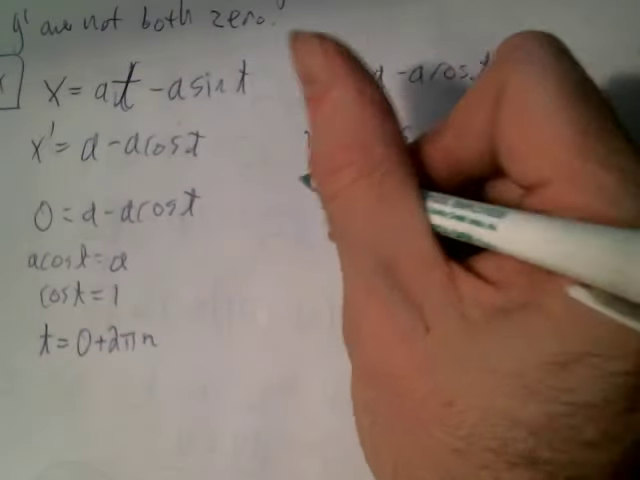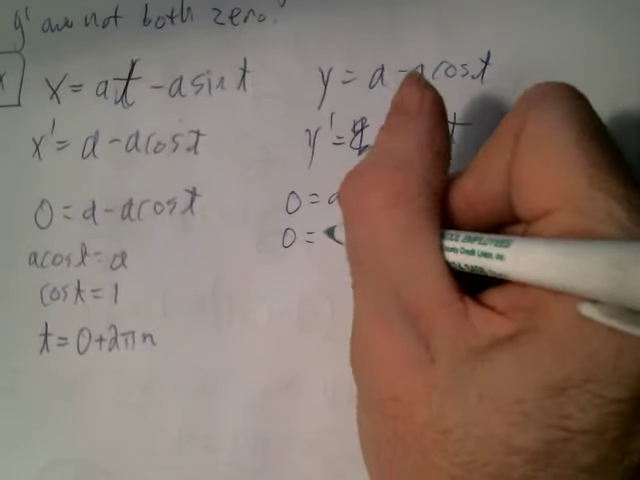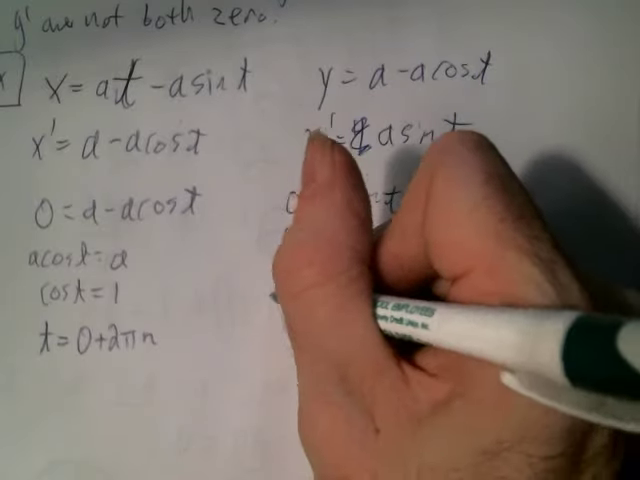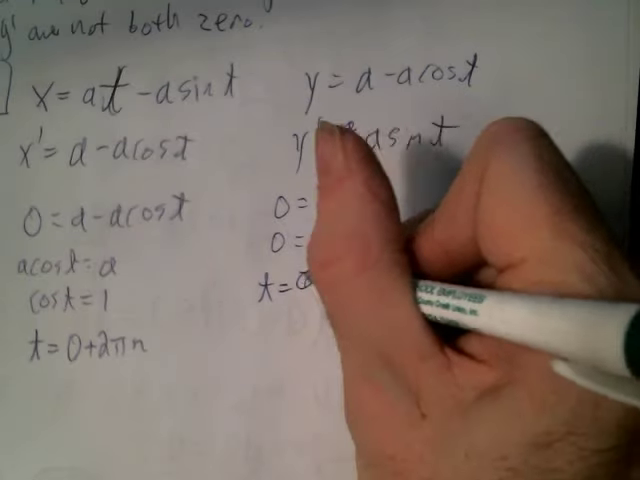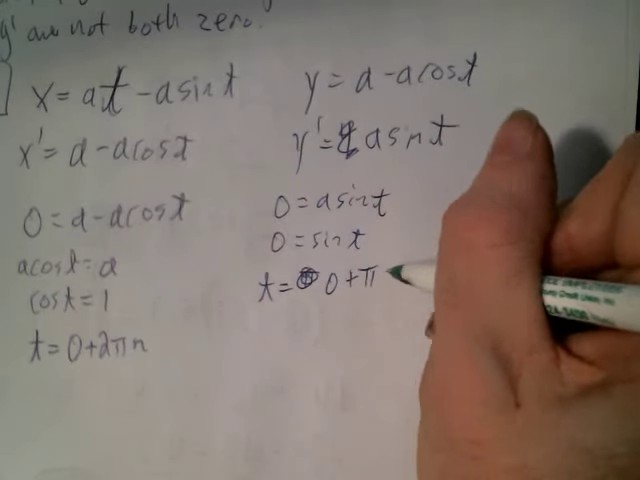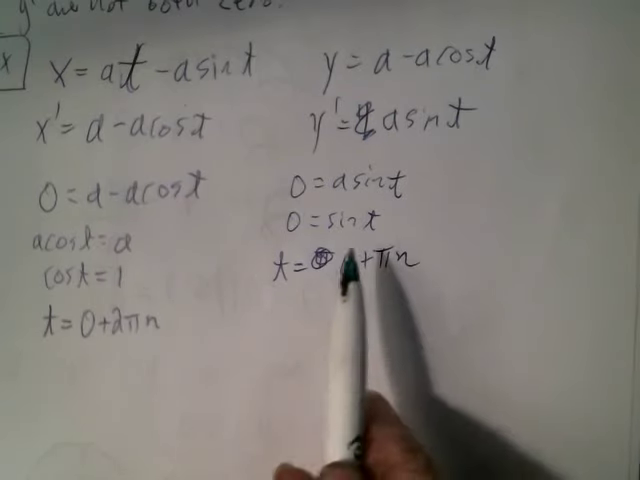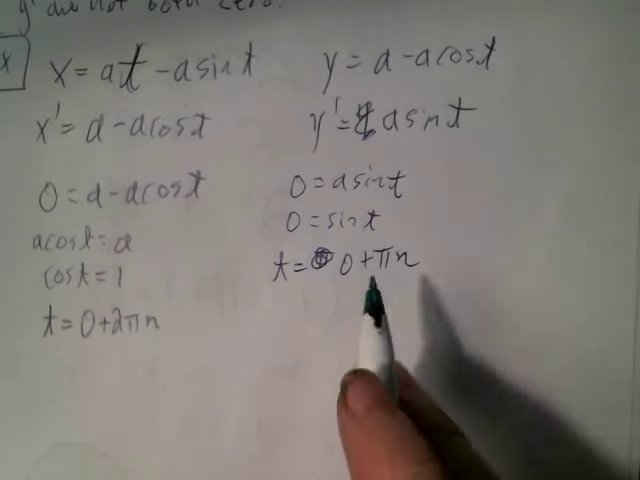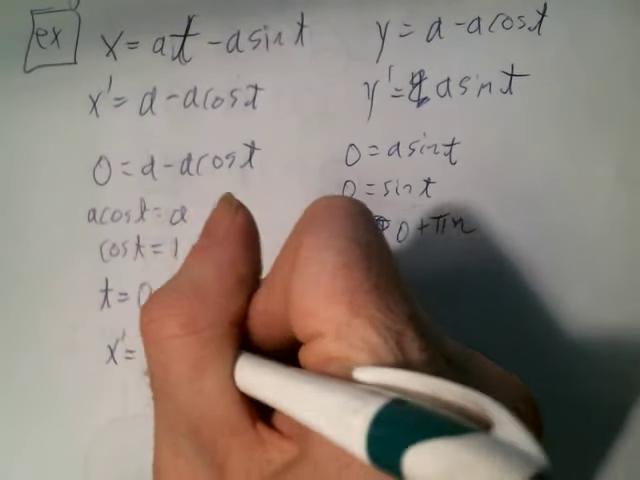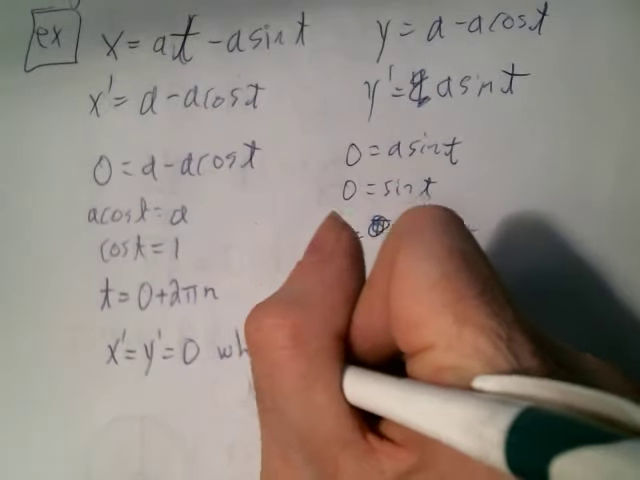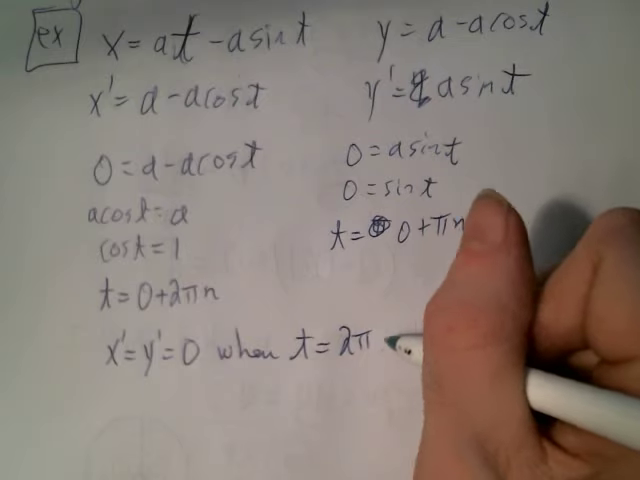And then over here, set this equal to 0. So 0 equals a sine t. So 0 equals sine t. And sine t will be 0 when t is equal to 0 plus pi n. Okay. So they're simultaneously equal to 0 at multiples of 2 pi n. Okay. So x prime equals y prime equals 0 when t equals 2 pi n.